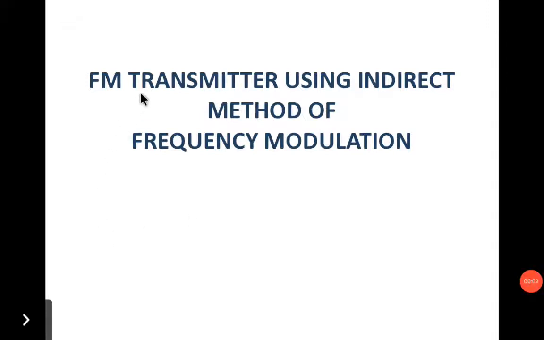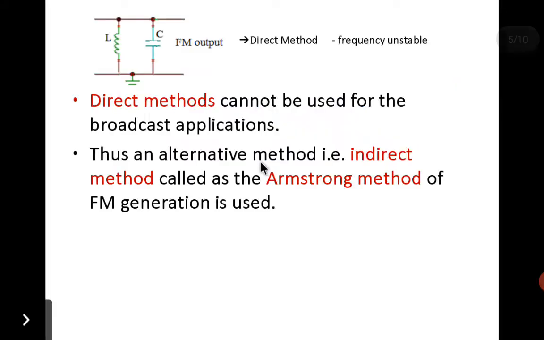Hi everyone, today in this video let us see FM transmitter using indirect method of frequency modulation. In a direct method, we used LC oscillator or tank circuit. There we generate FM wave with the help of an inductor and a capacitor. Here one problem is there. When we generate FM using inductor capacitor circuit, the frequency won't be stable.